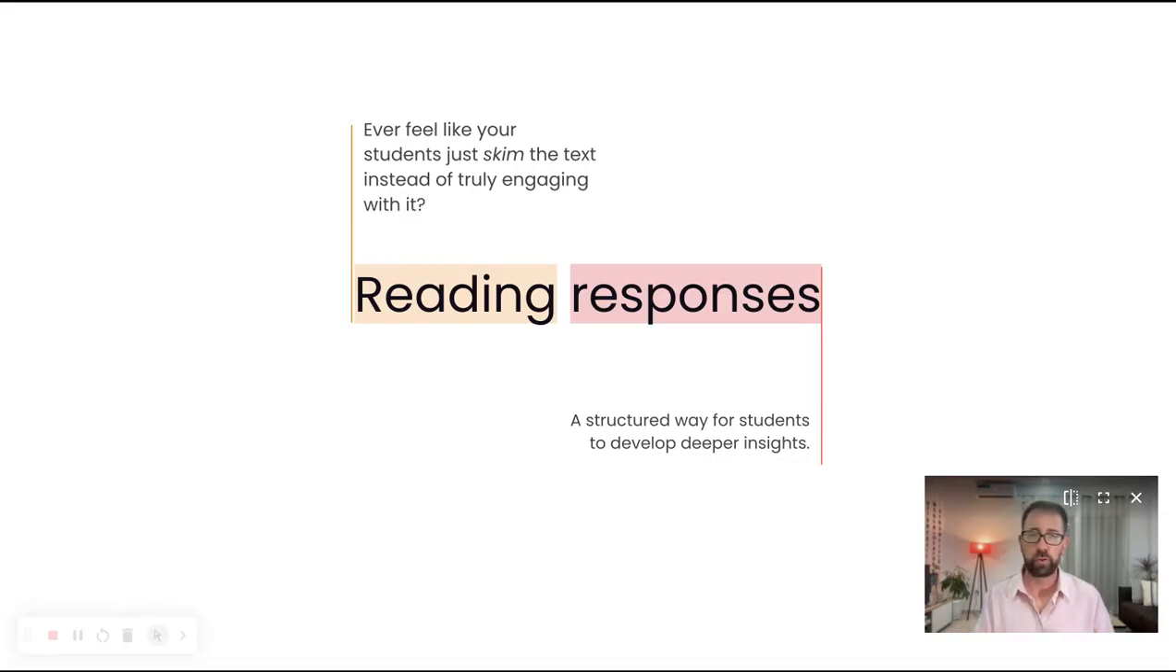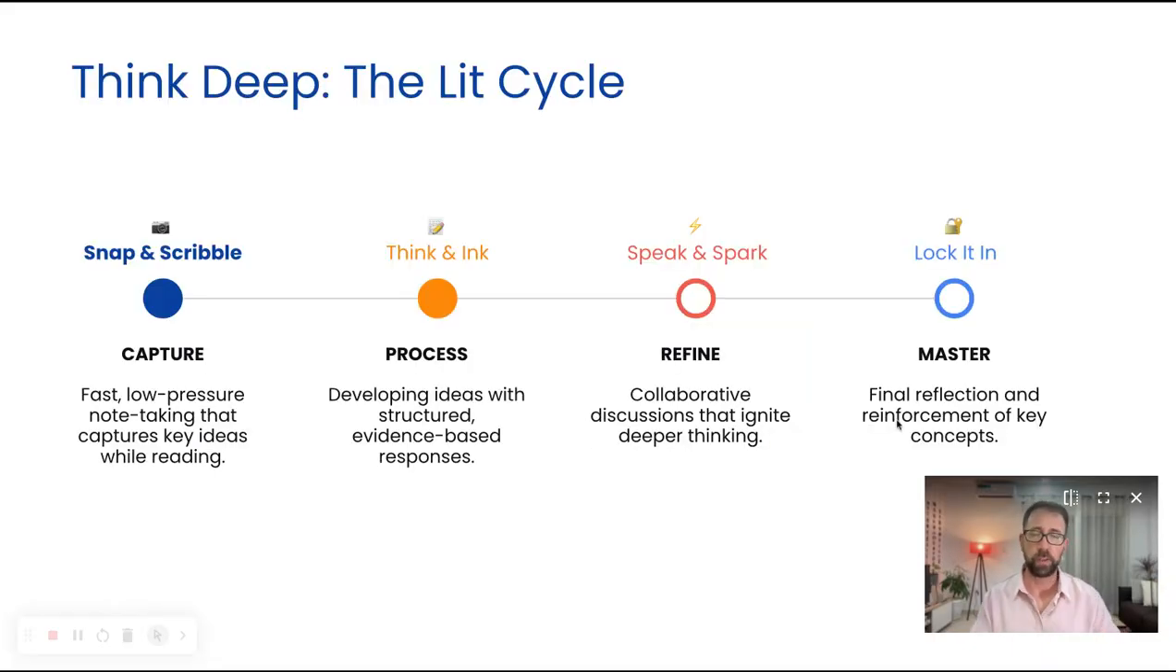So this is part of a structured system that helps your students develop deeper insights into the text that they're reading. And here you can see that 4-part system. Snap and Scribble was video 1. You should have just watched that already. Think and Ink, we're now in video 2. This will lead directly to our Speak and Spark in video 3 and Lock It In in video 4. So stick around for all 4 parts of the system if you want the best benefit for your students as they develop their critical thinking and engagement with literature.